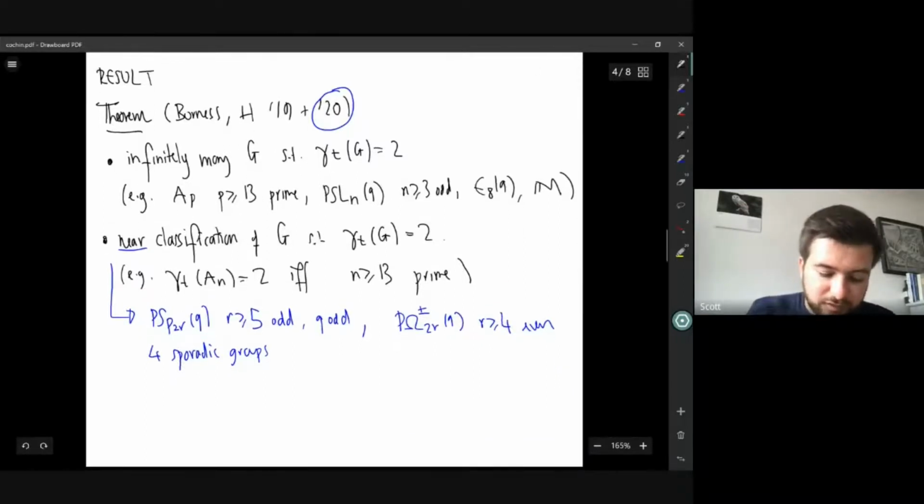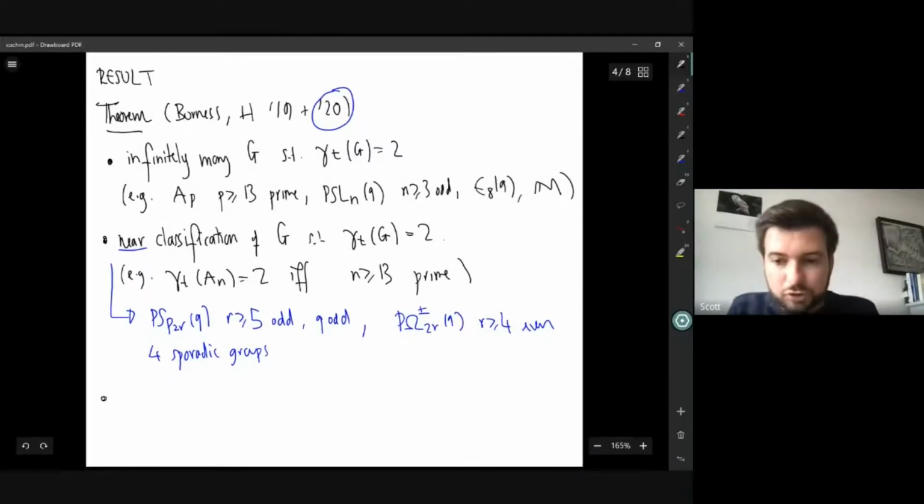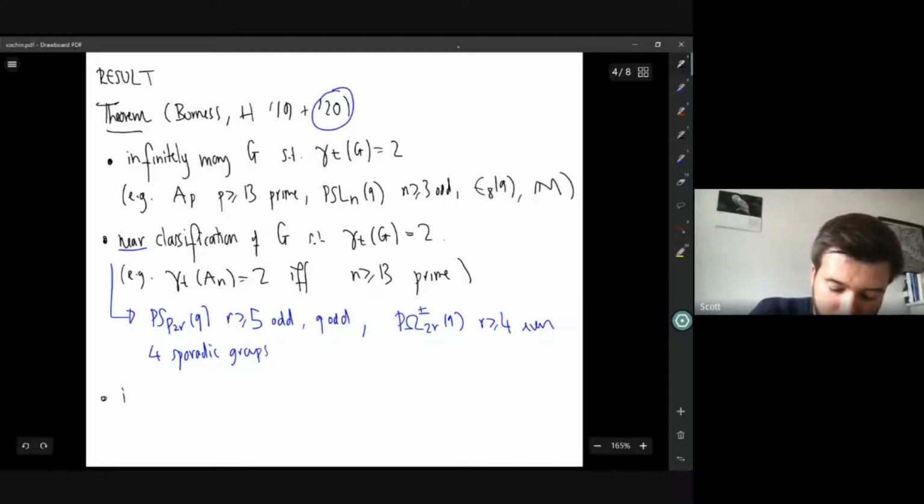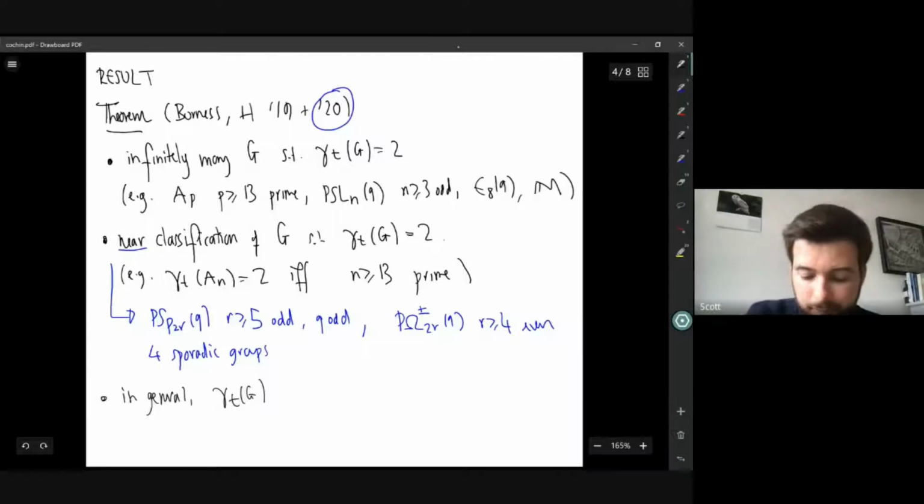And let me just say, what happens when it's not 2? How big can it be? Well, actually, it can be as big as you'd like. So in general, the total domination number of a finite simple group is unbounded.